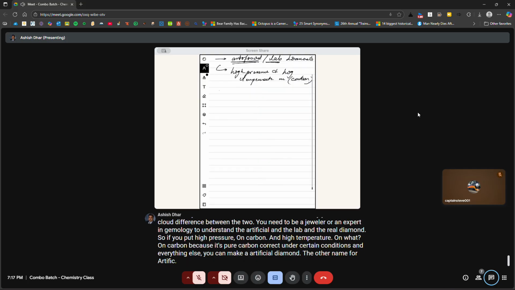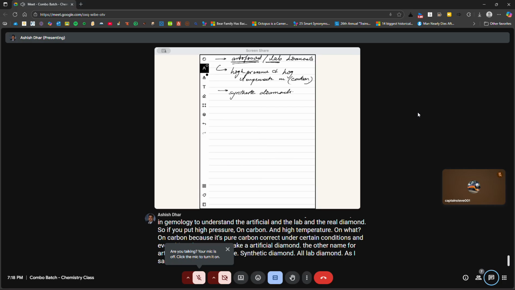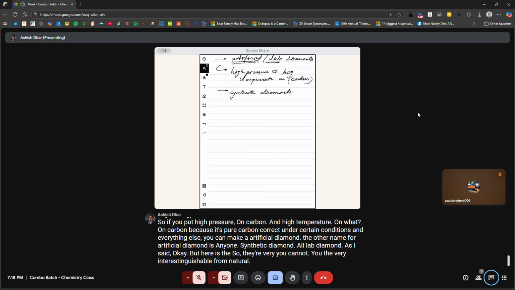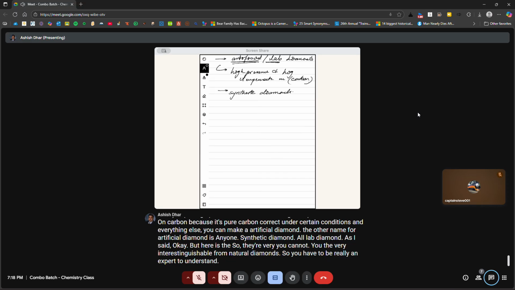The other name for artificial diamond is, anyone? Synthetic diamond, or lab diamond, as I said. They are very indistinguishable from natural diamonds. So you have to be really an expert to understand which is real and which is not.